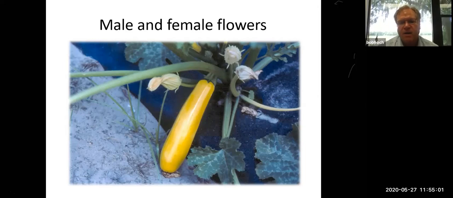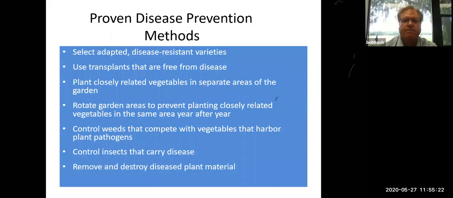Oftentimes at the very early part of the season, you might see some of this kind of thing going on. This is very different than tomatoes and peppers, because tomatoes and peppers have a complete blossom, which has the male and female parts on the same flower, and all we need to do there is just vibrate that pollen from the male to the female parts. But in the case of the cucurbits, we have to have pollen moved by bees from the male to the female.